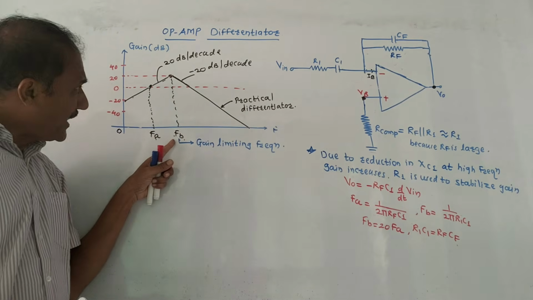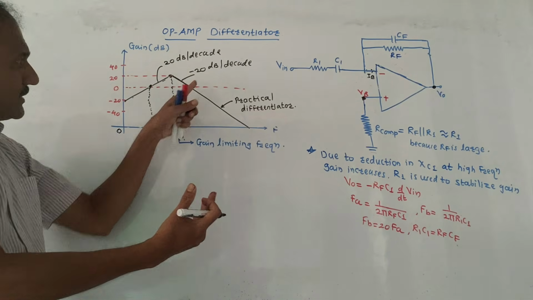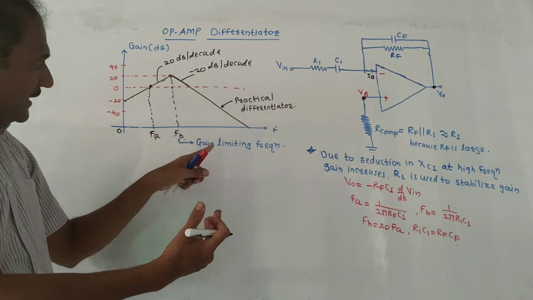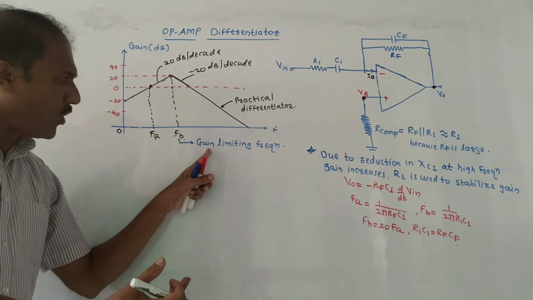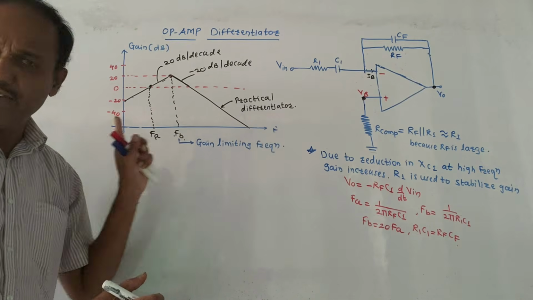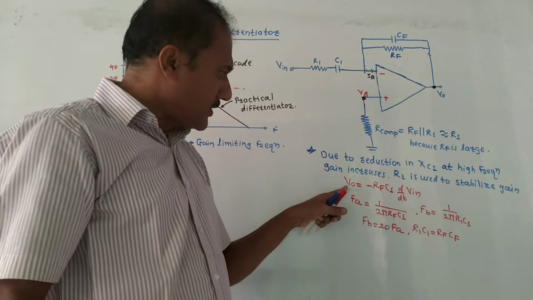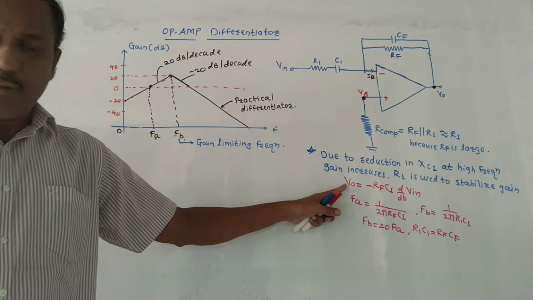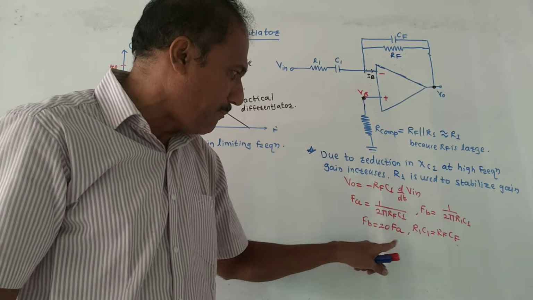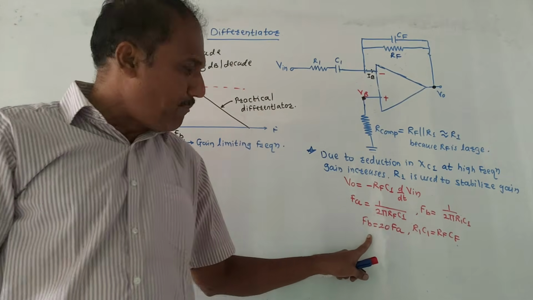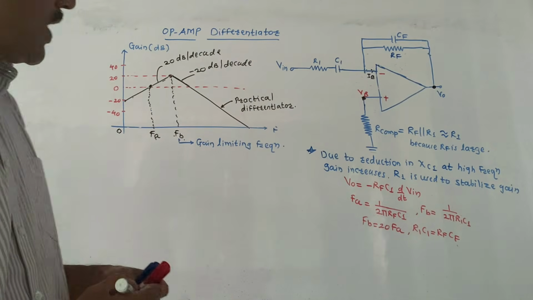The frequency at which gain starts reducing by the opposite amount, that is minus 20 dB per decade, whereas earlier it was plus 20 dB per decade, is called the gain limiting frequency. Now this is the list of formulae. Just now we discussed the equation of output voltage, given by this equation. Then this is the formula of FA and FB. Usually for designing, FB is 20 times FA and R1C1 is kept equal to RFCF.